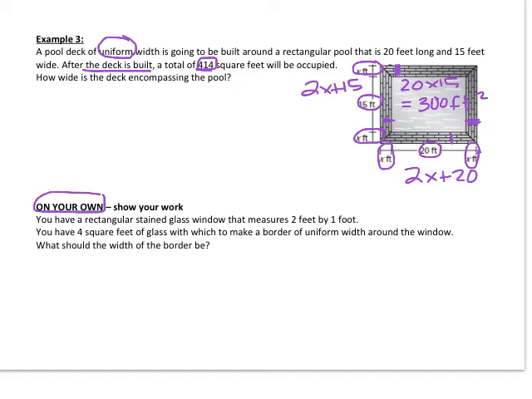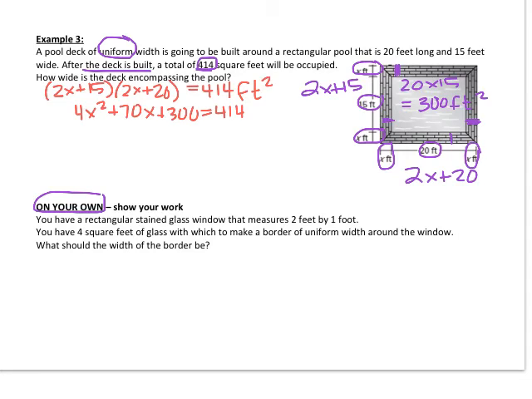So if I write this as an equation, the width of the pool is 2x plus 15, the length of the pool is 2x plus 20, and we already know that the pool plus the decking is going to add up to 414 square feet. All right, so if we FOIL 2x plus 15 times 2x plus 20, we will end up with 4x squared plus 70x plus 300, and we know that that equals 414.